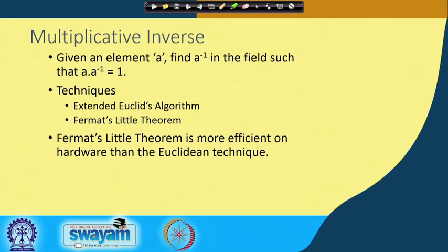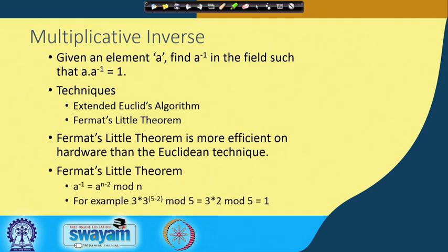The comment here is that Fermat's Little theorem is more efficient on hardware than the Euclidean technique, because the Euclidean technique results in a computation which requires more intensive operations, and also requires more clock cycles. So we resort to Fermat's Little theorem, and just to state how it works.